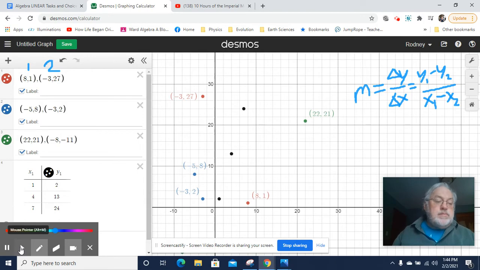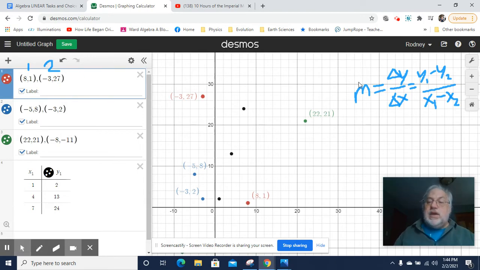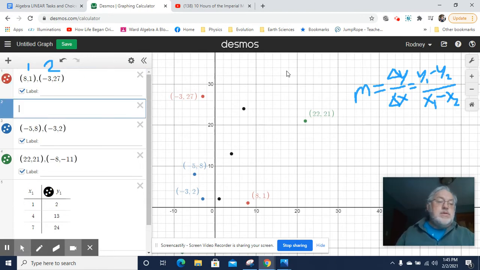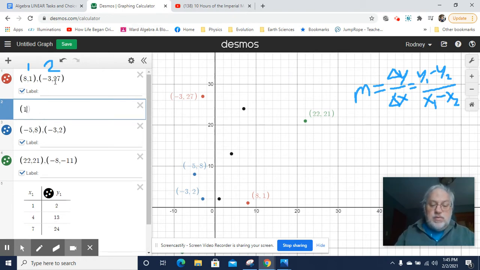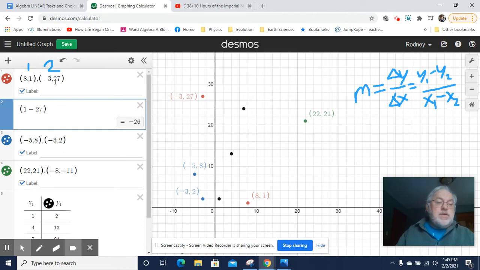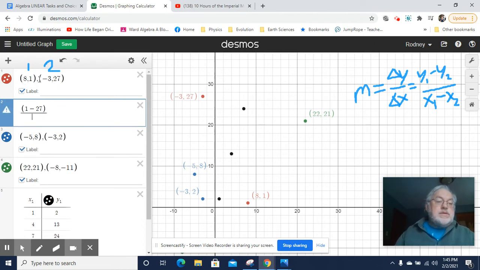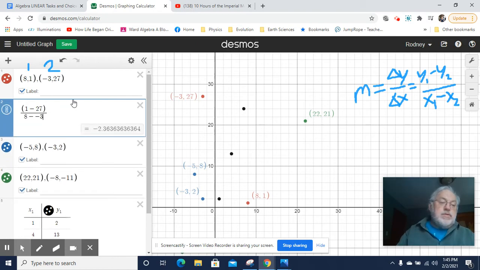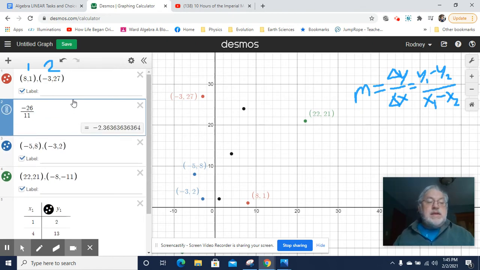So let me go here, and we will work out the y1 minus y2. So y1 is 1 minus 27, so 1 minus 27 over the x1 minus x2, so it'll be 8 minus negative 3. And we can simplify things. So 1 minus 27 is negative 26, and 8 minus negative 3 is 11. And so we've got negative 26 over 11, and that is the slope.